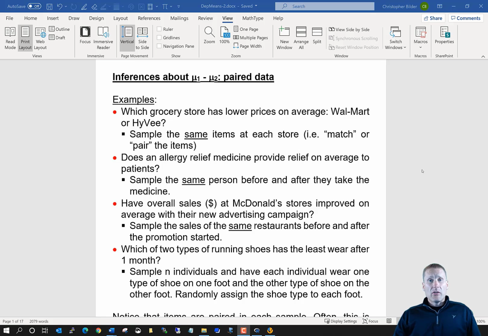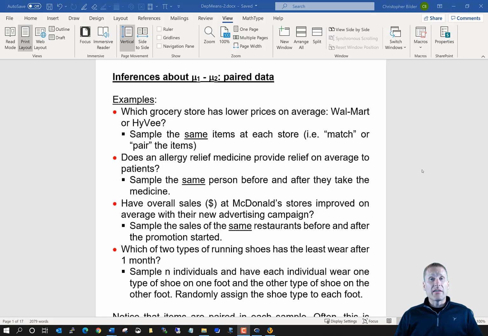Next, we're going to continue talking about inferences for the difference of two population means. But this time, how the samples are taken is different from what we had previously, when the samples were taken independently from one another. Now we have what are called dependent samples. So how the sample is taken from population 1 is going to depend upon how the sample is taken from population 2, and vice versa.